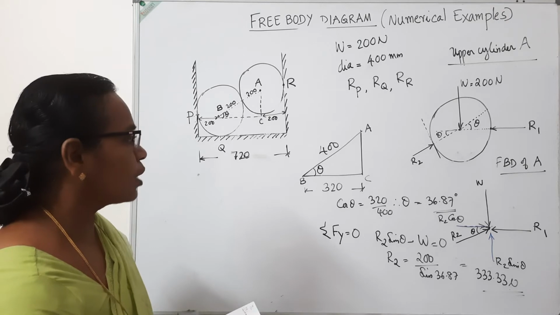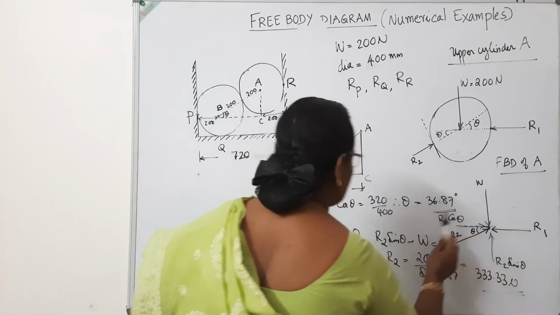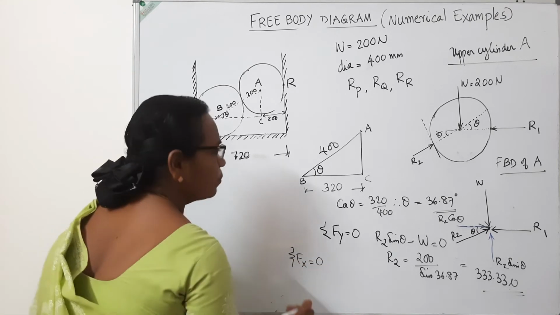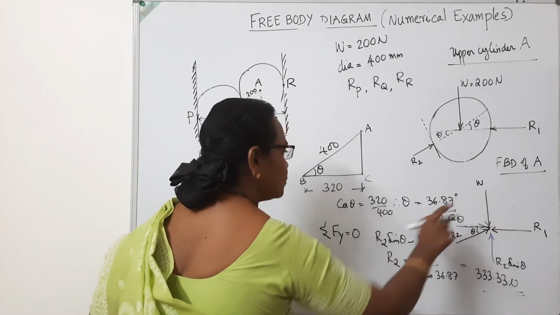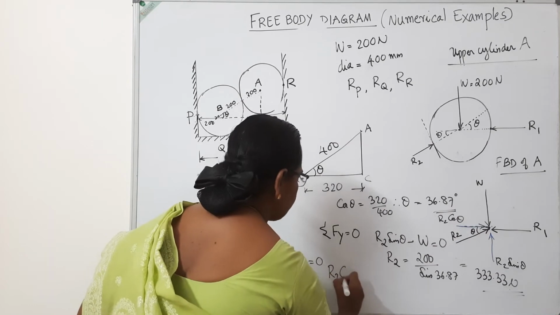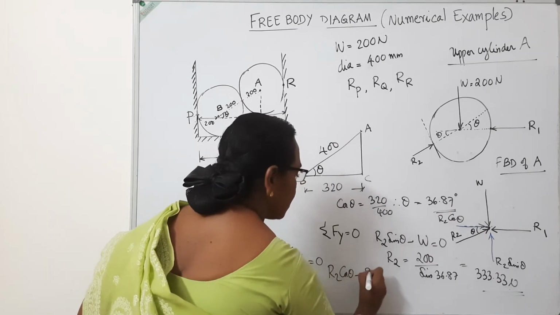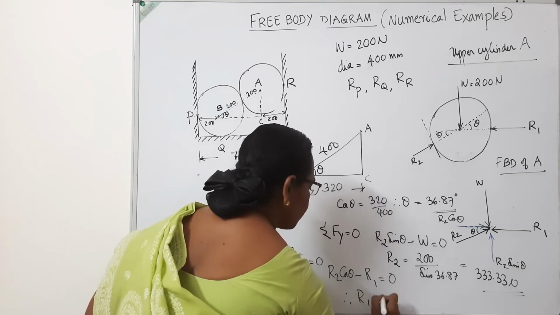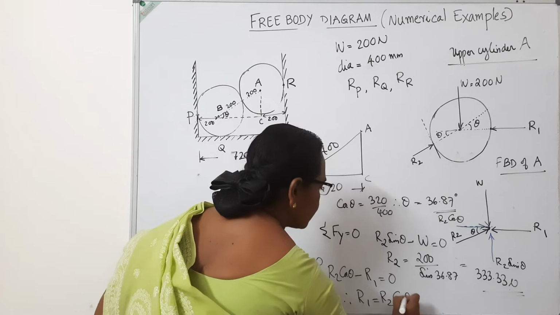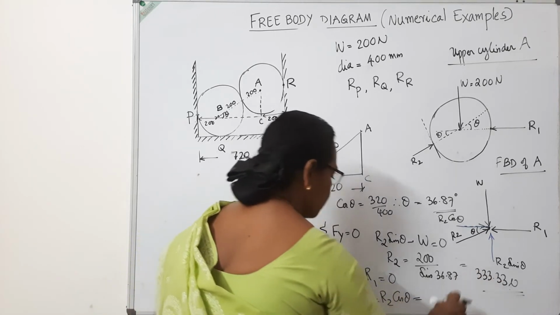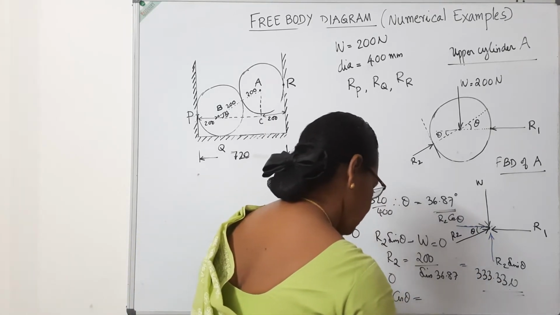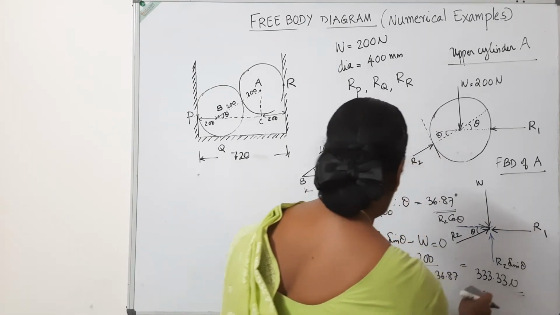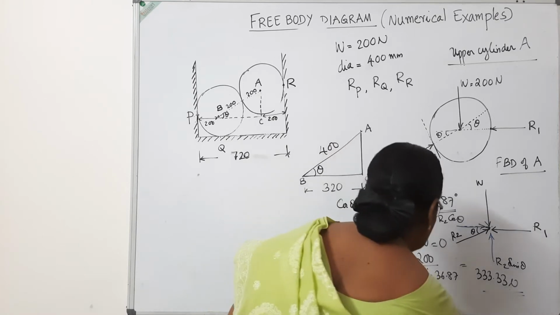Now for R1 we take sigma Fx is equal to 0. Consider sigma Fx is equal to 0. R2 cos theta towards right, R2 cos theta minus R1 is equal to 0. Therefore R1 is equal to R2 cos theta. Multiplying R2 with cos theta, from this we are getting R2 as 333.33 and R1 will be 266.